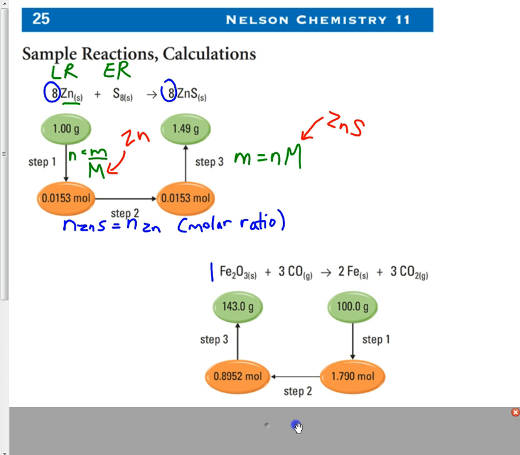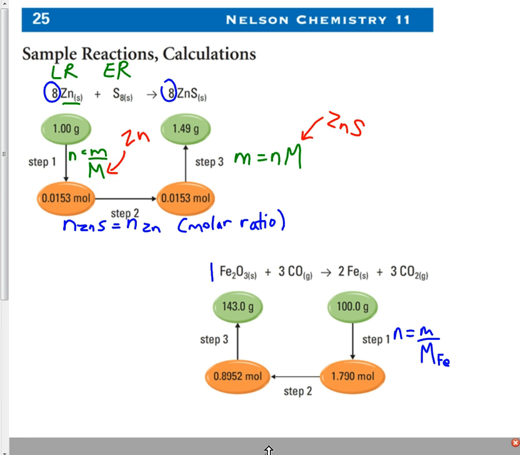In this case, we're going to relate the number of moles of iron to the number of moles of iron(III) oxide. So we start out with our mass of iron, and this would require, again, calculating the number of moles, taking that mass that we have, dividing by the molar mass of iron. From there, in step 2, we're going to be looking at the mole ratio between those two chemicals, which in this case, the number of moles of iron(III) oxide is equal to half the number of moles of iron. So we divide 1.790 by 2, or multiply it by half.